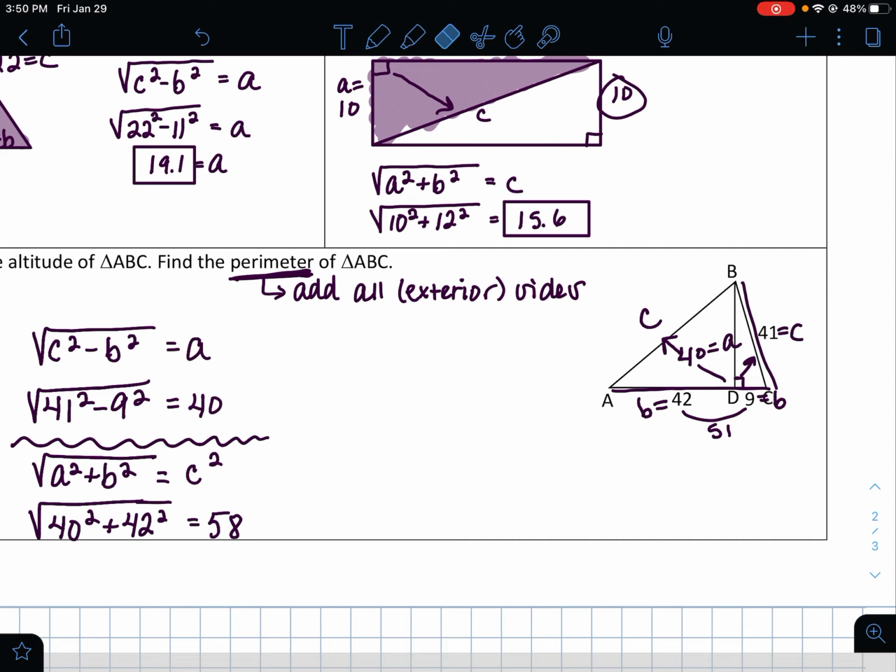And oops, I messed up. I'm so sorry. This should be C, not C squared, in that first line under the squiggly. Sorry about that. All right, so C equals 58. So AB is 58. And now we need to add up.